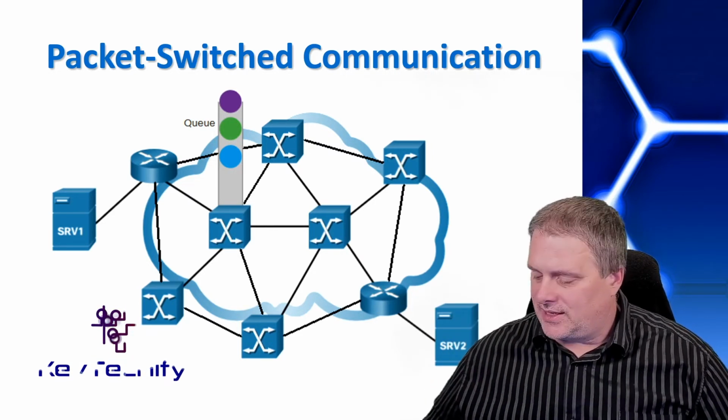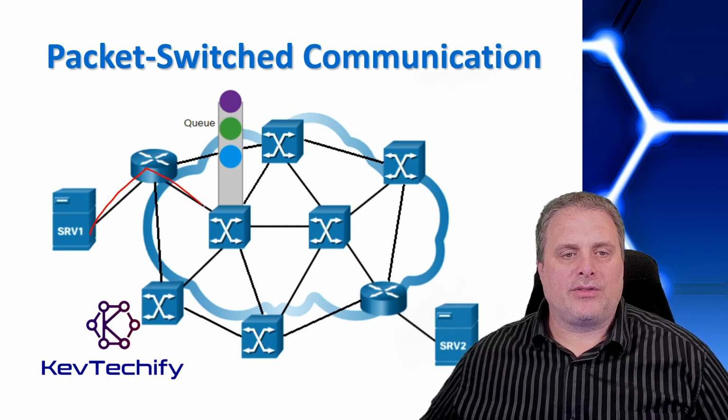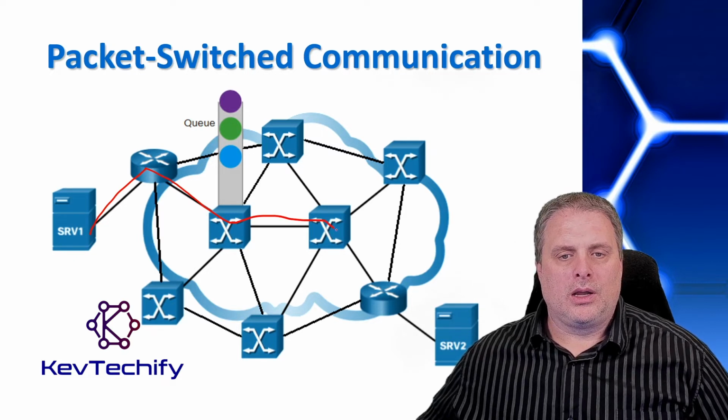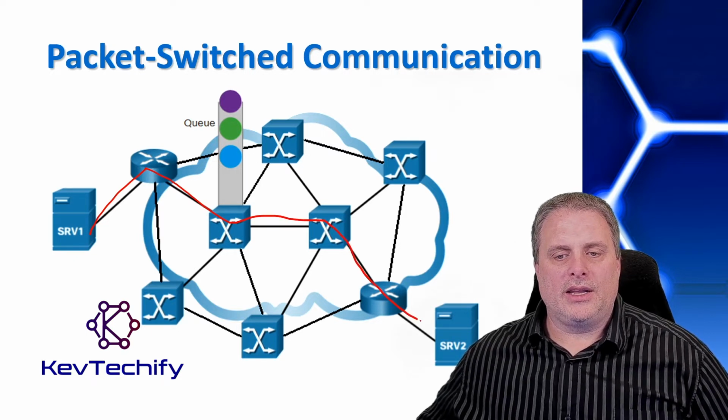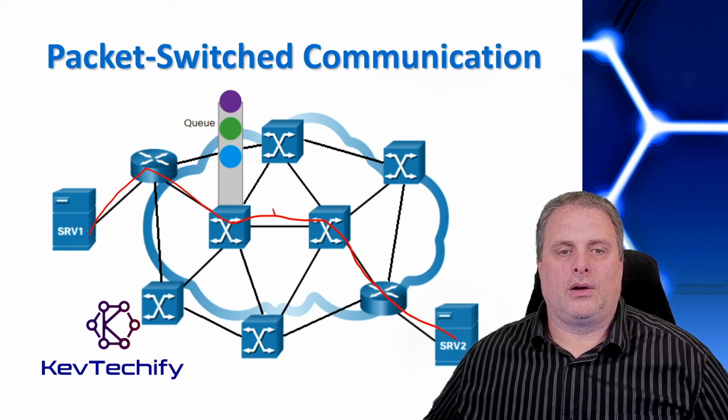The first packet sent out here, packet 1, it could go up here, travel across our network, take the most direct route, and get to server 2. And so this could be packet 1, right?